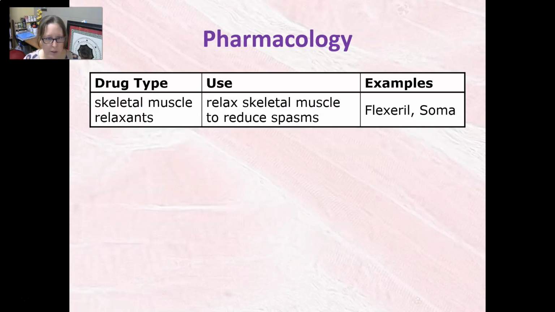And then in pharmacology, we have skeletal muscle relaxants, and they relax the skeletal muscle to reduce spasms, like Flexeril or Soma. And so that wraps up all our diagnostic procedures and therapies for the muscular system.